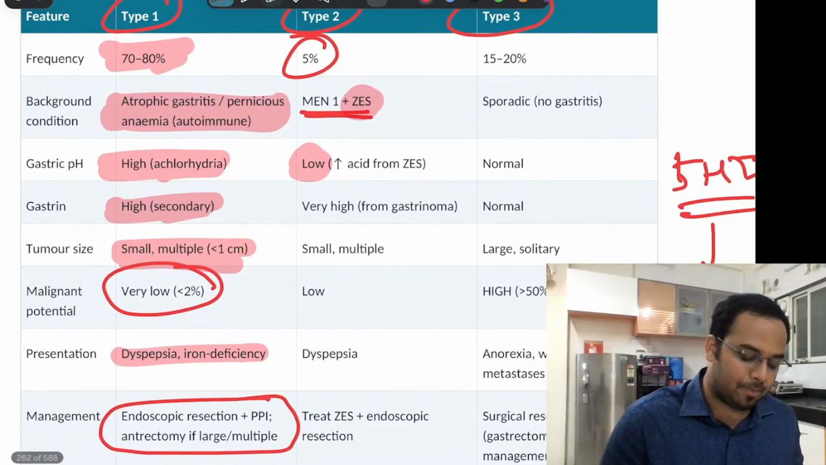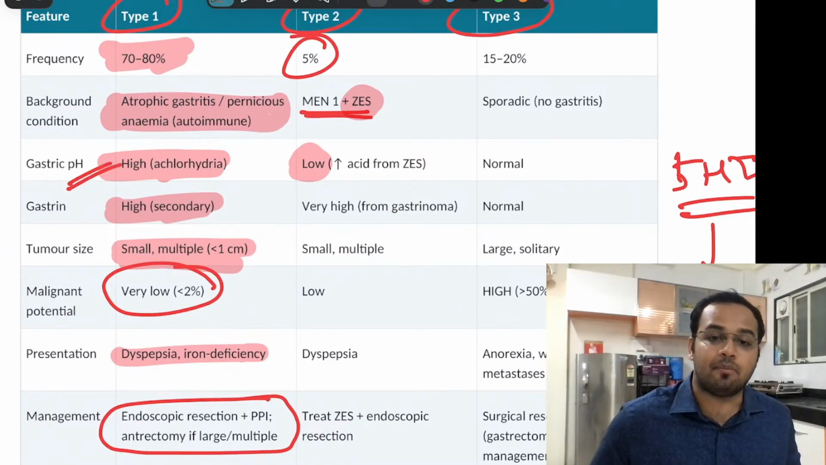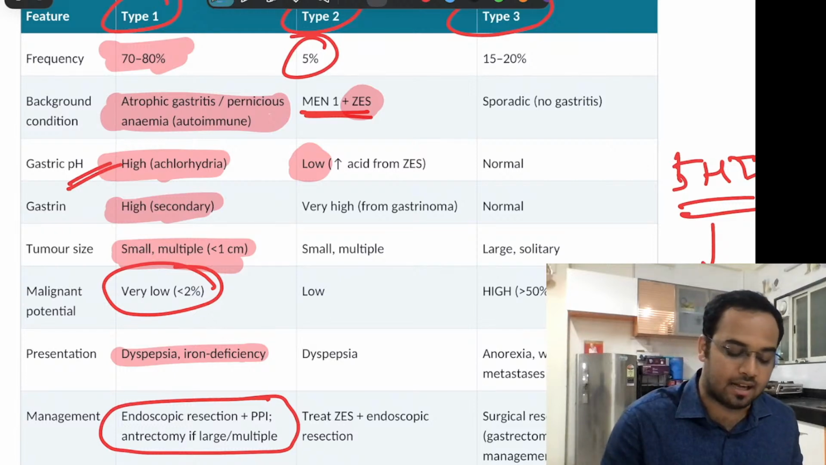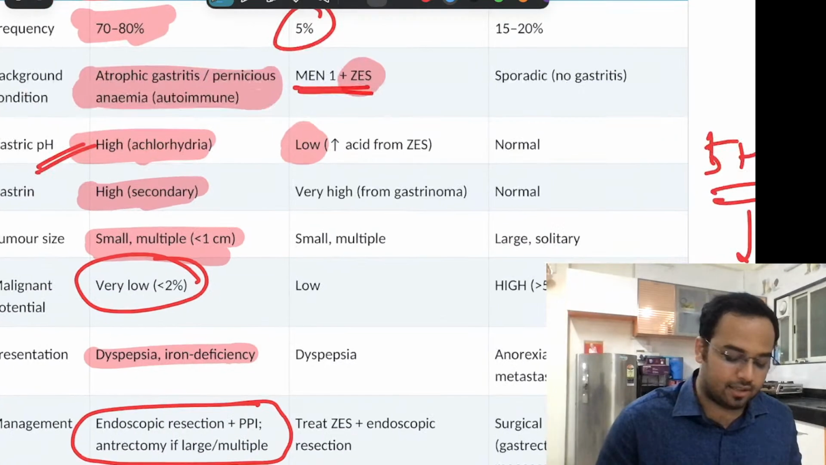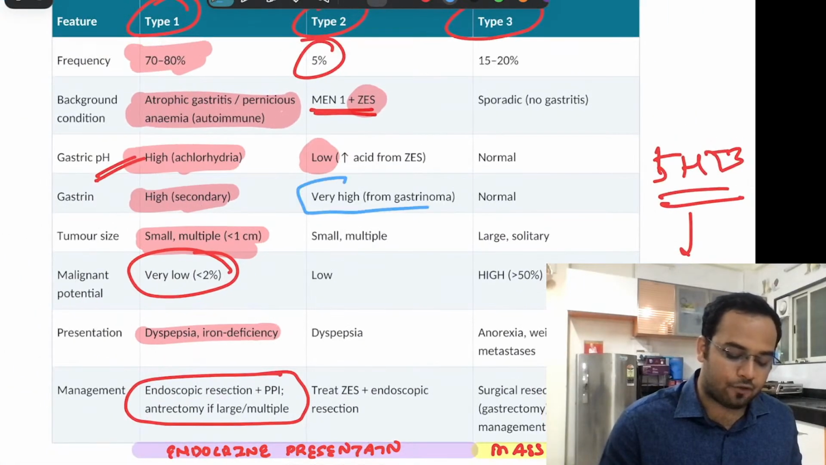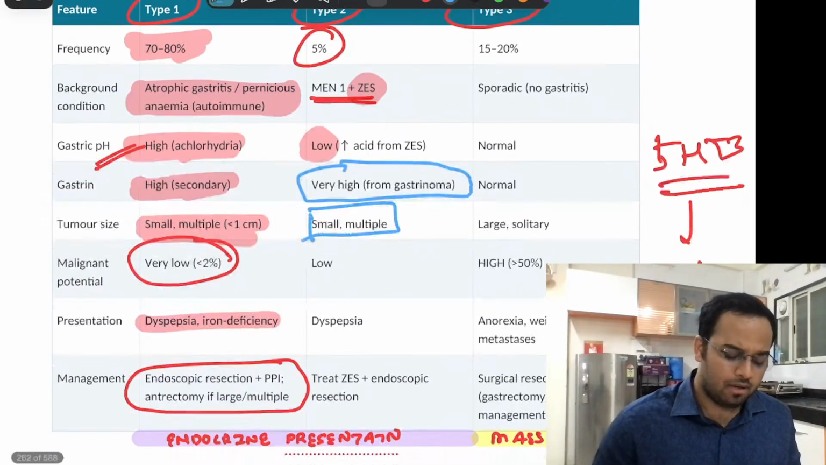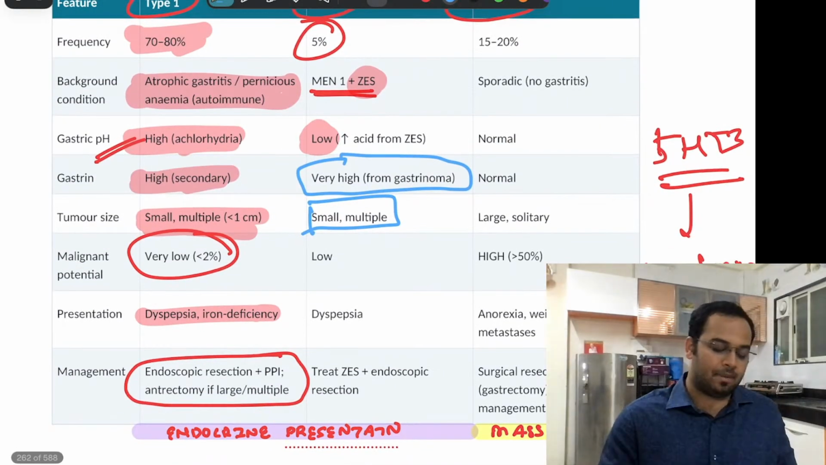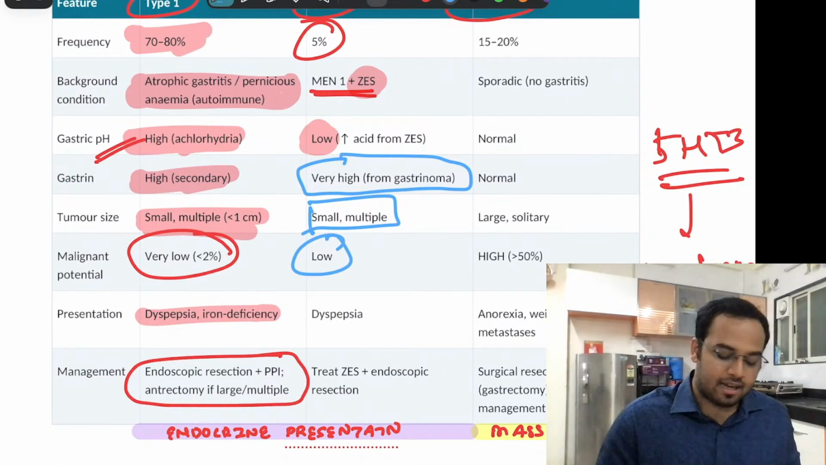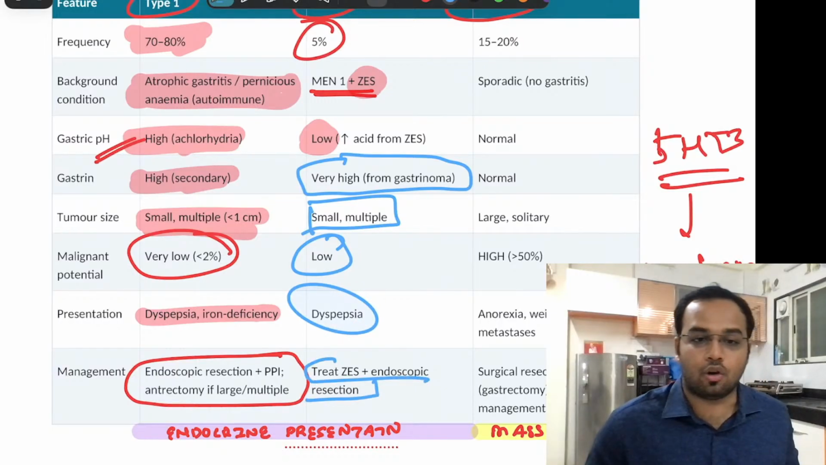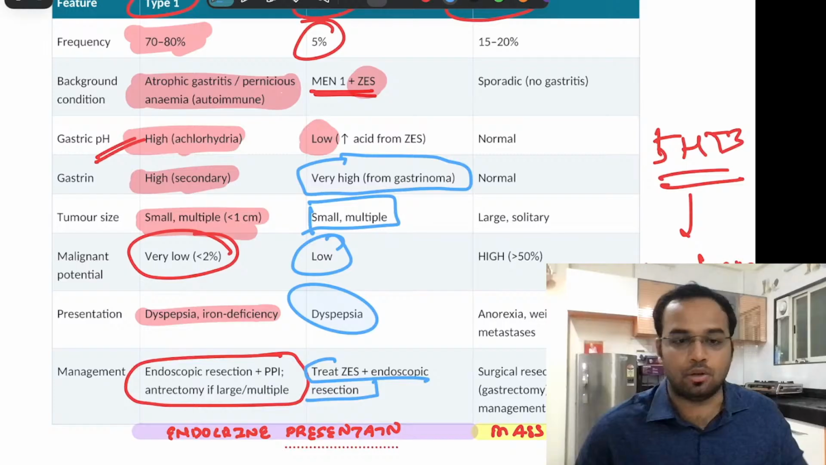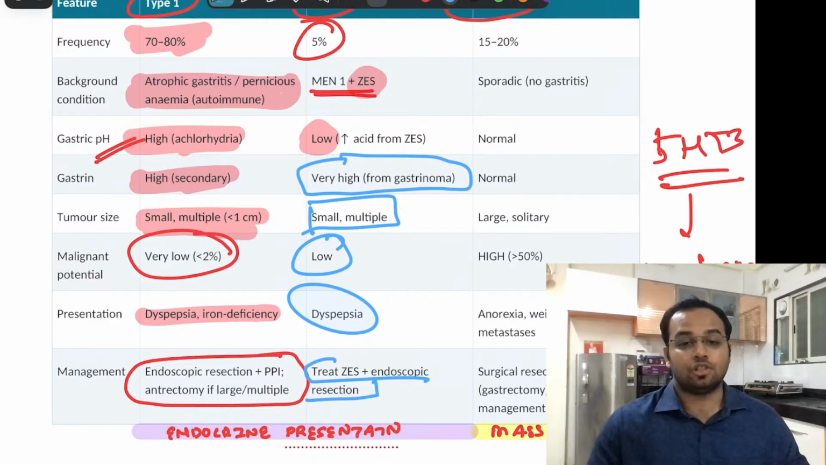इधर हमने देखा था कि पहले इसमें the pH is going to be high because the patient has parietal cell dysfunction. Here the pH is going to be low because the parietal cells are normal but the gastrin is increased because of the Zollinger-Ellison syndrome. Gastrin is going to be very high from the gastrinoma and tumor size might be very small and multiple. Malignant potential इसमें भी low है and patient might be having dyspepsia. So यहाँ पे treat the Zollinger-Ellison syndrome, gastrinoma को निकालो and along with that you will go for endoscopic resection of the carcinoid. So type 2 में क्या हुआ?